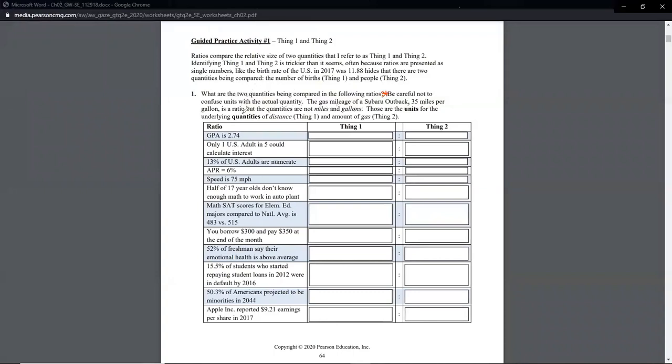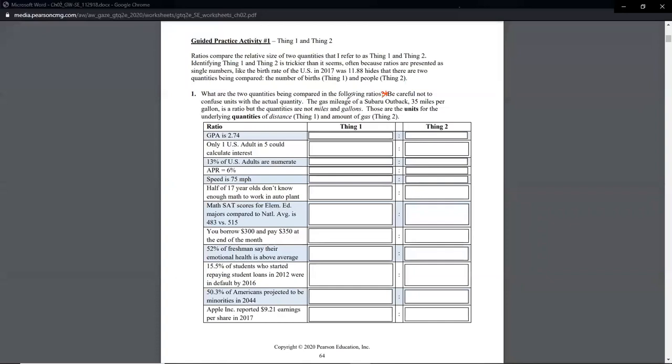Those are units for the underlying quantities of distance and gas. So that's the idea there, that they're saying that the ratio, thing one and thing two, are distance and gas, and that you shouldn't write miles and gallons, because miles is a type of distance and gallons is a type of amount of gasoline. I kind of disagree with them though.